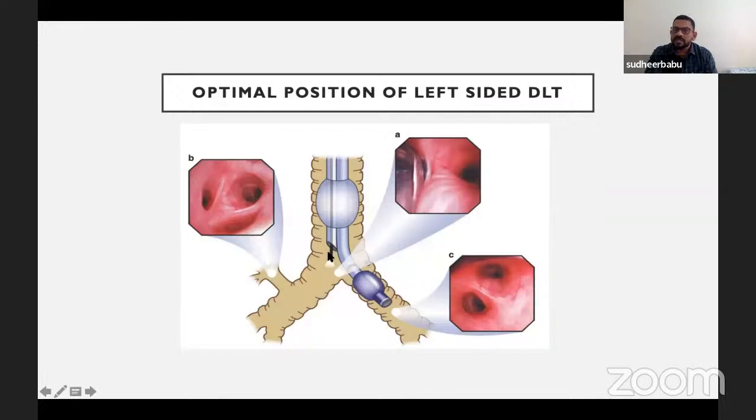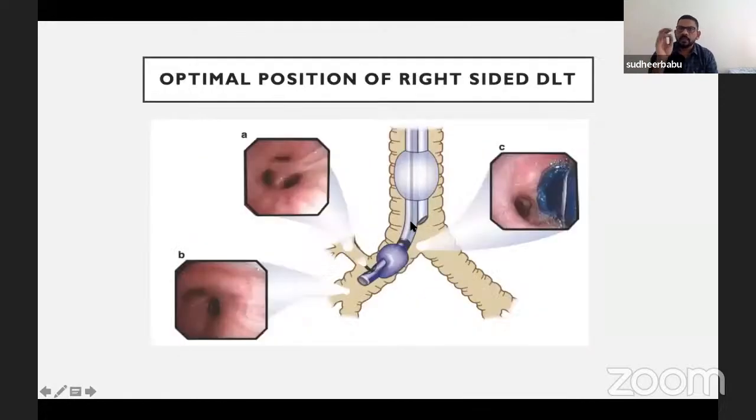Once you pass to the carina, you can see the right side, which is free, and on the left side you can see the left endobronchial tube passing through the left main bronchus. So ideally the picture should be like this. This is the right side, as we already discussed. Through the Murphy eye, you have to see your 3 orifices.